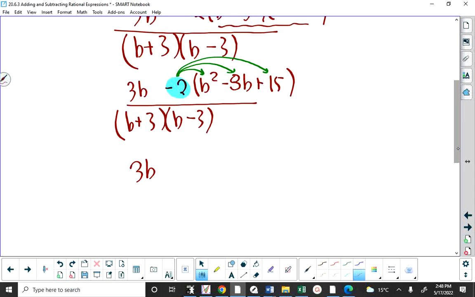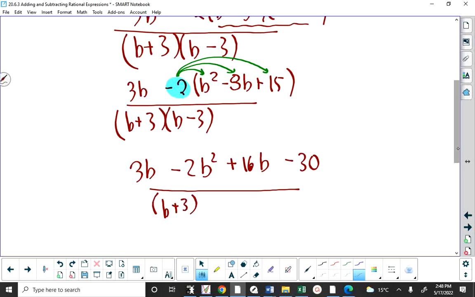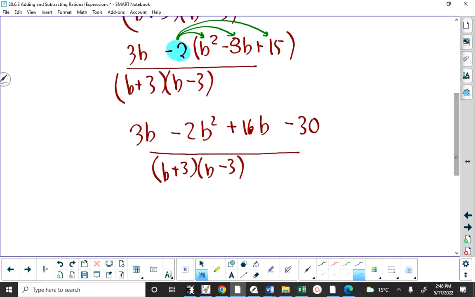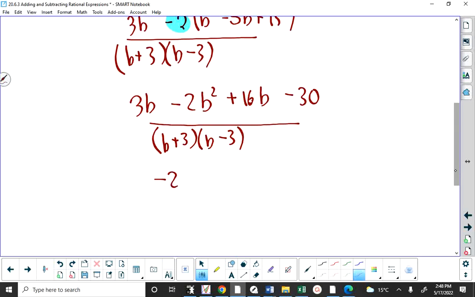Negative 2 times b squared is negative 2b squared. Negative 2 times negative 8b is 16b. Negative 2 times 15 is negative 30. How's my multiplication? Good. Over b plus 3, b minus 3. So close. Let's bring those b's together and write this in standard form. Negative 2b squared plus 19b minus 30.